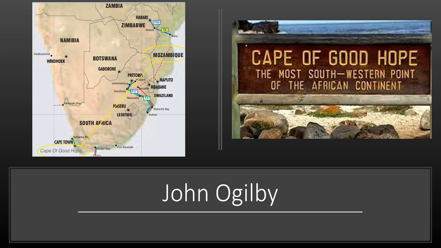So, as he indicated, we see here where Mozambique and Cape of Good Hope is. Cape of Good Hope is the most southwestern point of the African continent. And this is where many of the Bantu tribes lived, so-called Israelites, right? According to John Ogilby. And we know from previous lessons that between the Congo and Ethiopia area were many Hebrews, right?